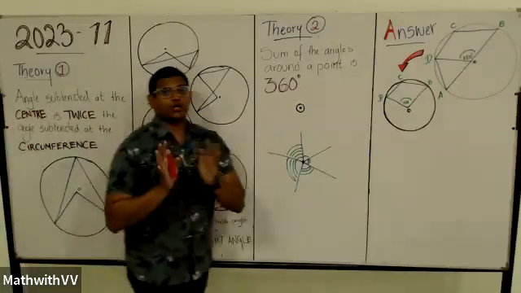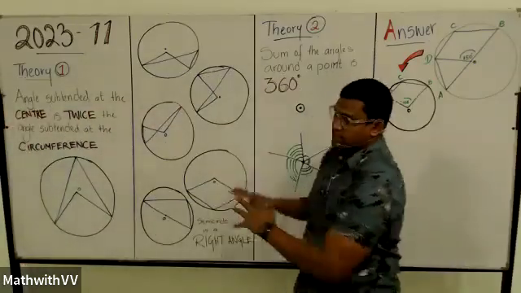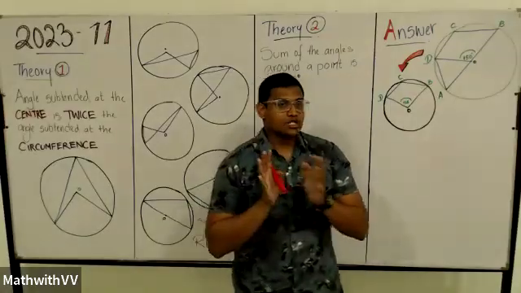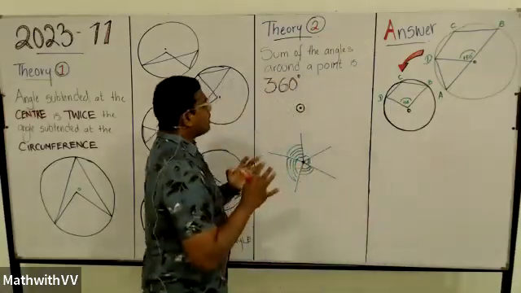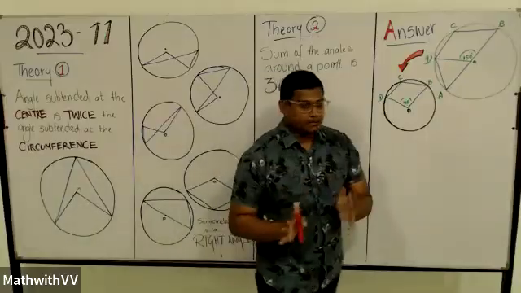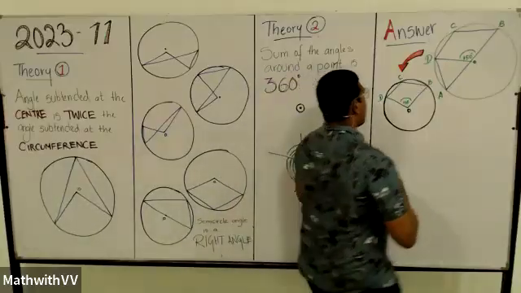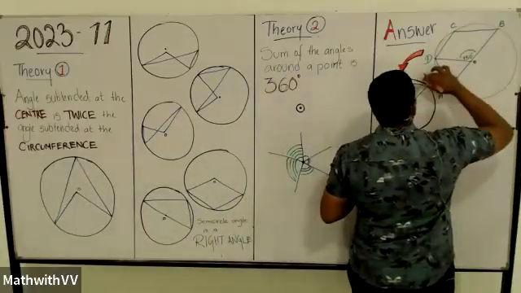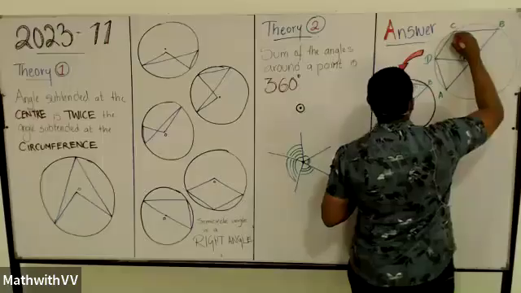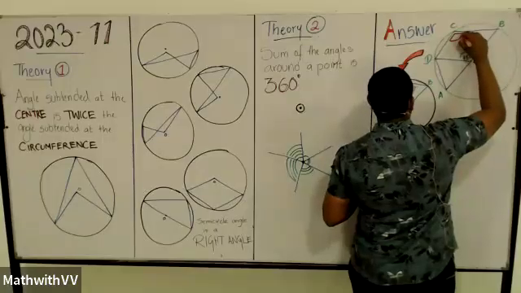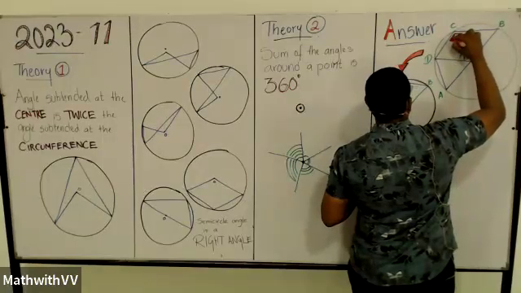Okay, kids. So this is the second question of our math boost. This is a circle geometry question. The question is to find the angle BCD. So this is the angle we need to find out. I'll color that up.